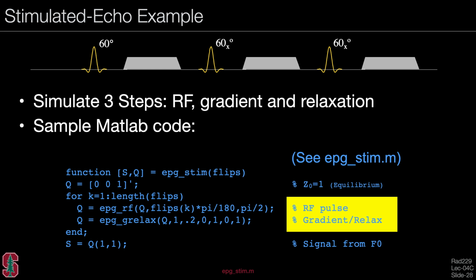So basically we start with equilibrium magnetization, and then we loop through the different flip angles here. We apply an RF, and then we apply gradient and relaxation, and we're done. And then notice at the end that the signal is the top left element of the Q matrix here. So this is very nice. If we want to simulate this type of sequence, we've done it in 7 lines of code. And I would argue that doing this directly using material before this lecture would take quite a bit more effort.